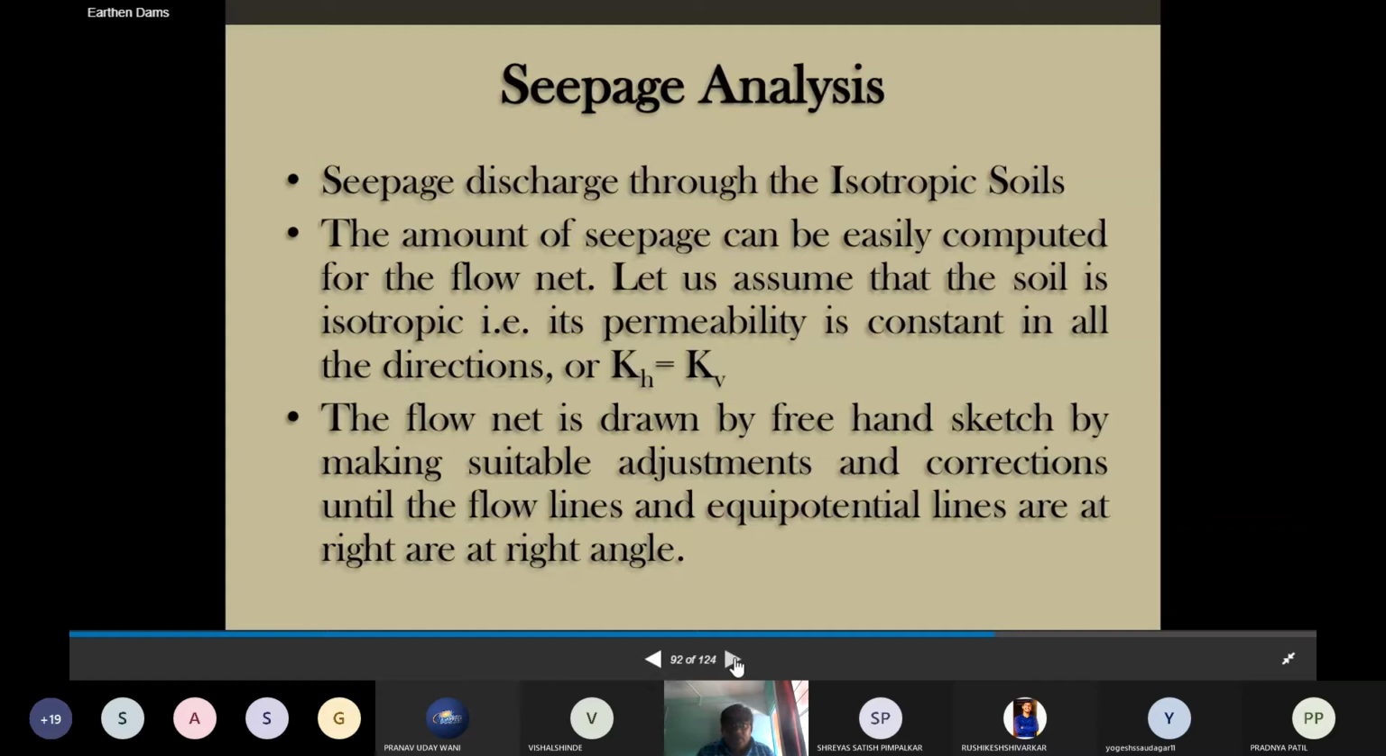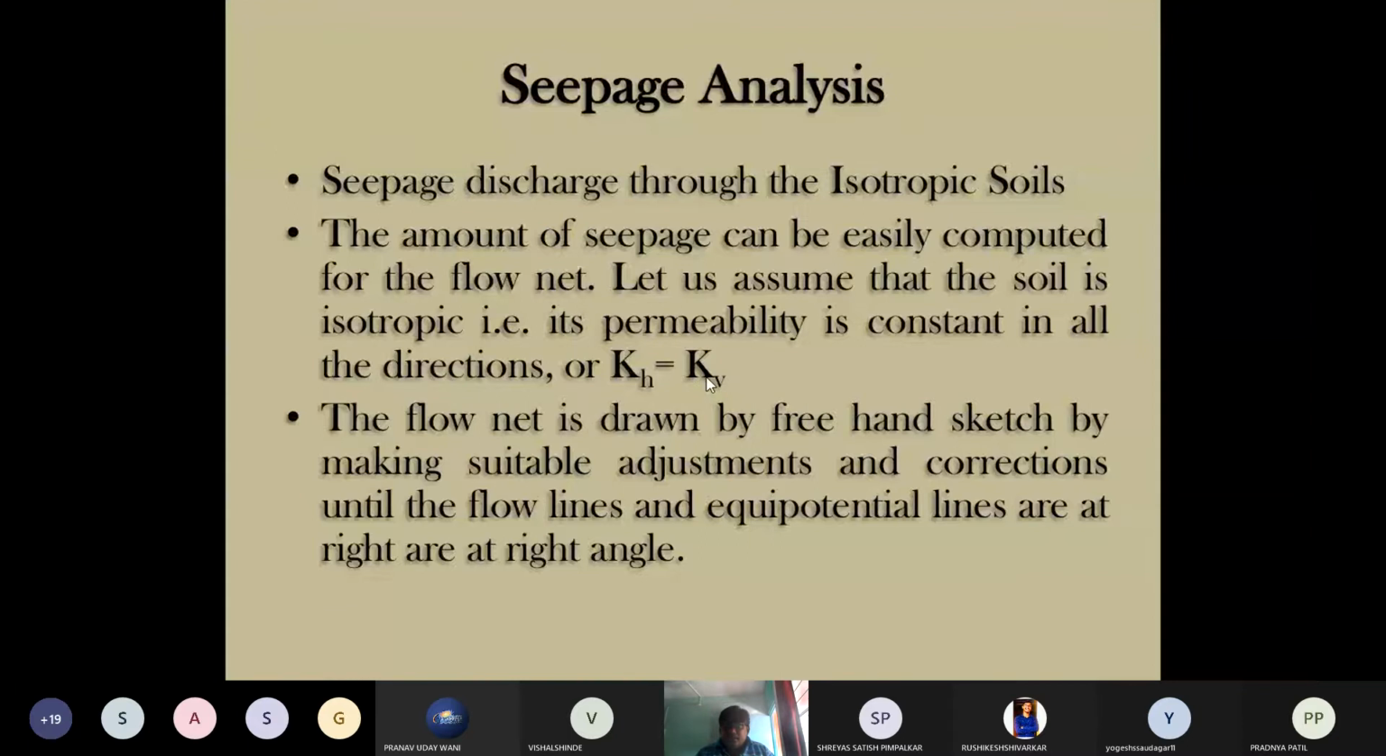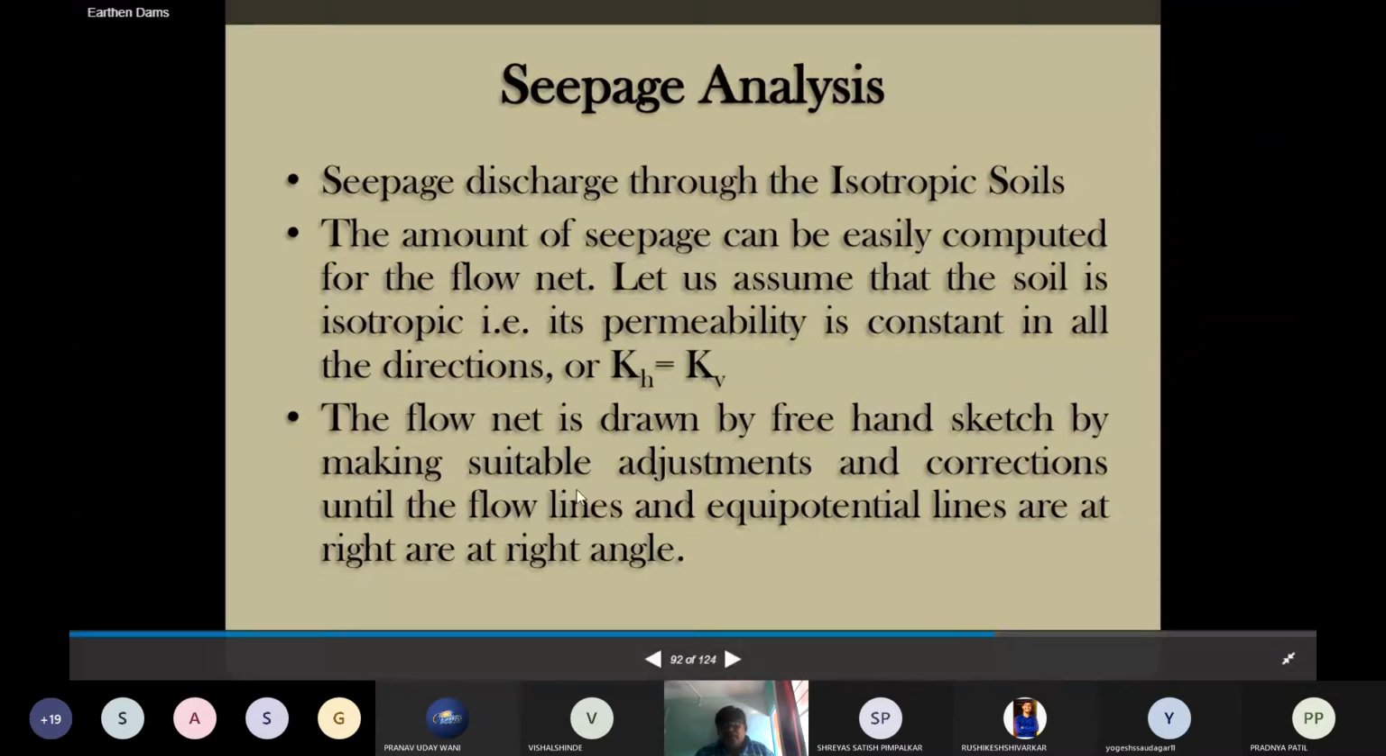That means the flow can be calculated immediately, assuming that the soil is isotropic and permeability remains constant in all directions. Therefore, in the horizontal direction and the vertical direction, permeability is the same. Therefore, kh is equal to kv, and the flow net is drawn as a freehand sketch with smooth curves, making suitable adjustments and corrections until the flow lines are perpendicular to the equipotential lines.